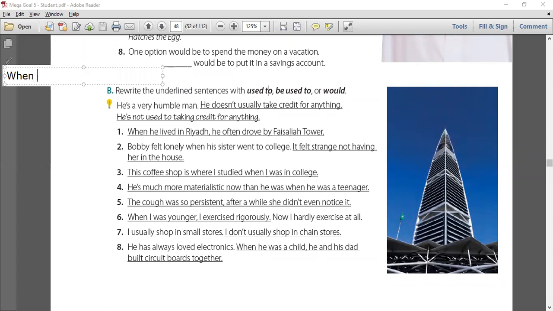When he lived in Riyadh, yes. He used to drive. Yes, he used to drive by Faisaliya. Yeah, Faisaliya Tower.